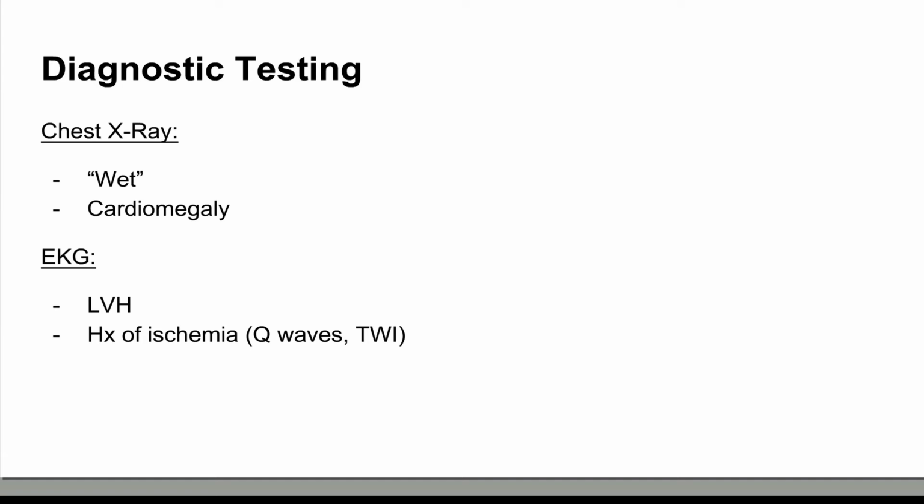Other diagnostic testing: a chest X-ray is often important to get. You can see if a patient is wet, meaning do they have pulmonary edema on the imaging. You can also see signs of cardiomegaly. On an EKG, you'll often find left ventricular hypertrophy or a history of ischemia with Q waves and T wave inversions. And there are some other more complicated signs, but these are the basic ones to be aware of.